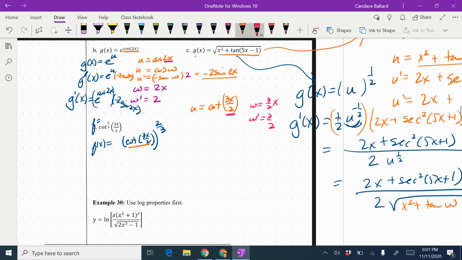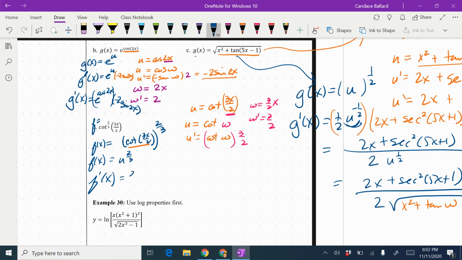Now I'm going to take that and I'm going to rewrite u so I get that substitution done. So cotangent of w. The derivative of u then is the derivative of the outside function, cotangent w, times the derivative of the inside function, which is 3/2. Now we're going to come back to our original here. I'm going to substitute in my u, so u to the 2/3. To take the derivative, we take the derivative of the outside function, so that's going to be 2/3 u to the -1/3. And then the derivative of the inside function, which we found to be cotangent of w times 3/2.